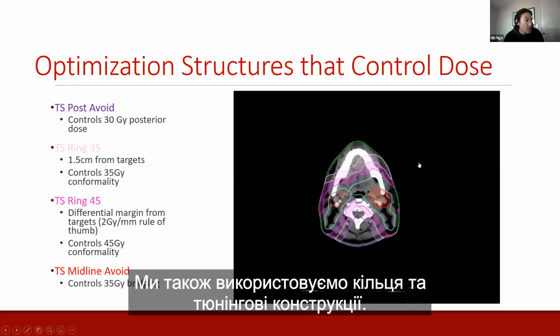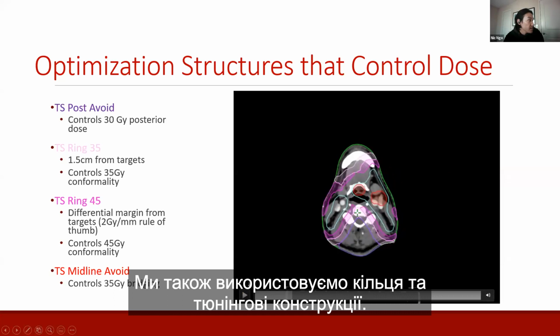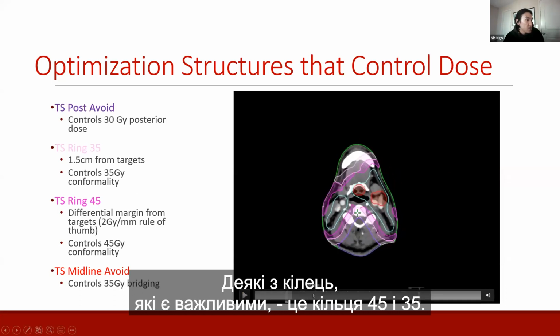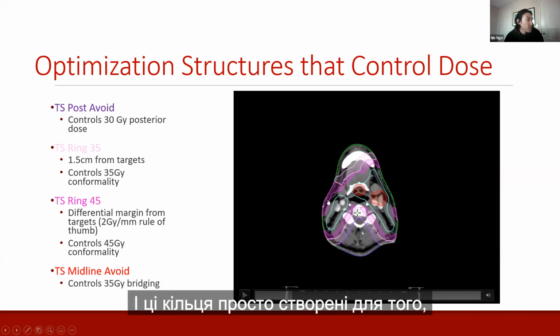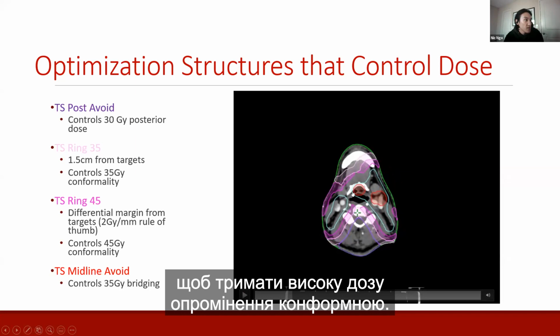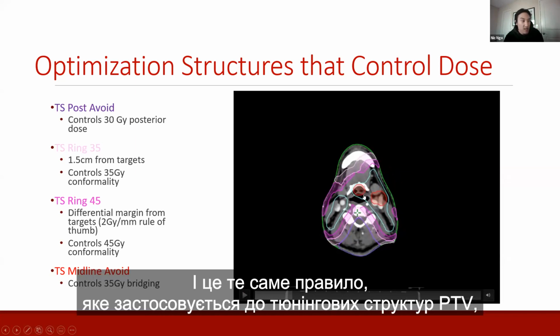We also utilize rings and tuning structures. Some of the rings that are important are the 45 ring and the 35 ring, and these rings are just made to keep the high dose conformal. And this is the same rule that applies to the PTV tuning structures.